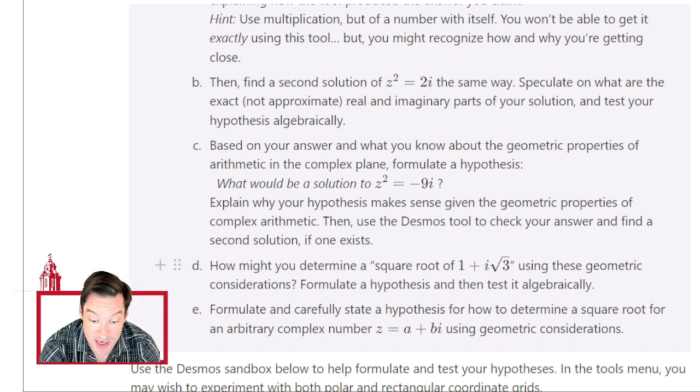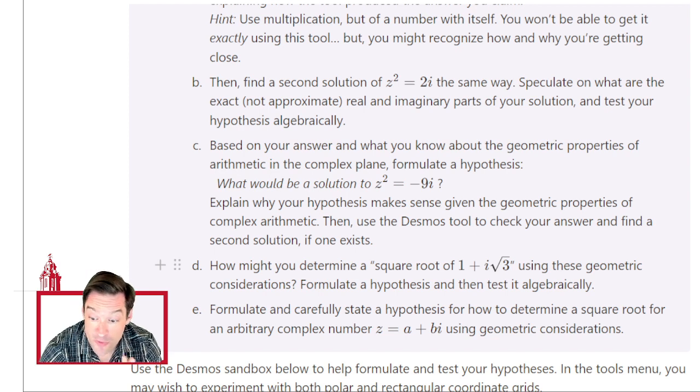So in this investigation, you're going to try to discover a way of taking the square root of a complex number by using the geometric intuition that you've built in the complex plane to tell you how to construct algebraically what the square root of a complex number might look like.